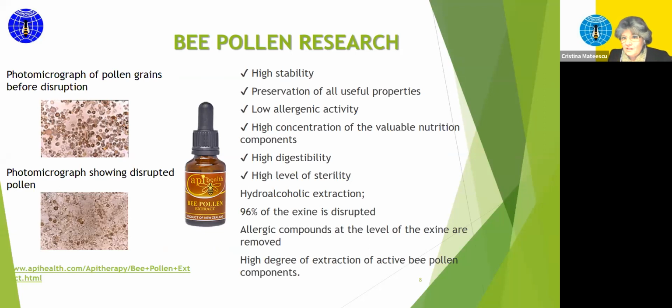We have a low allergenic activity as most of the allergens in the outer layer in the sporopollenin are gone. We have a high concentration of valuable nutritional components, high digestibility, high level of sterility, like the same after fermentation, like with bee bread, which is obtained inside the hive. Using the hydroalcoholic extraction, we have up to 96% of the exine disrupted.